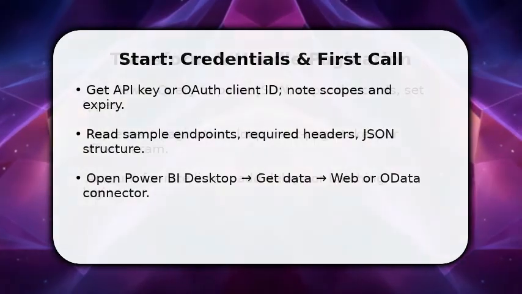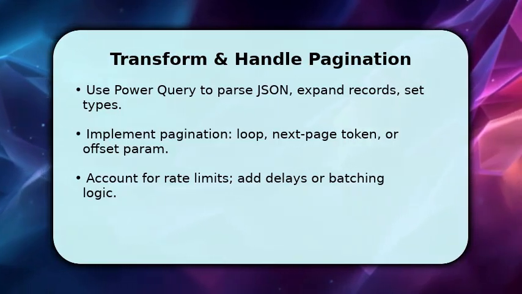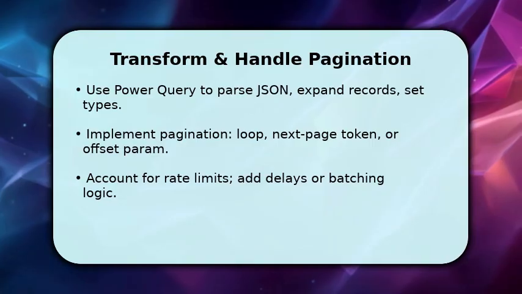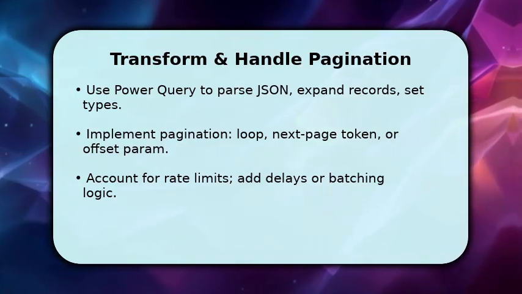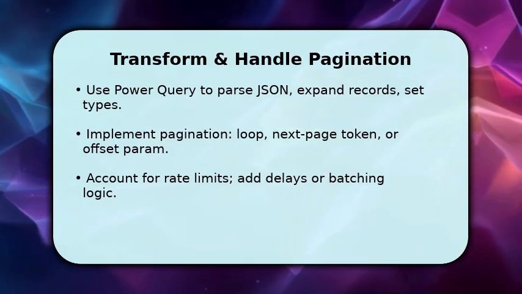Once you see the JSON, use Power Query. Click Transform Data, expand records into columns, and set proper data types. This ensures reliable visuals. If the API paginates, implement a pagination query.